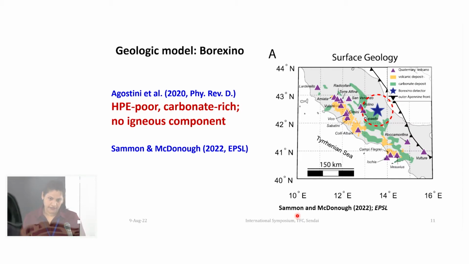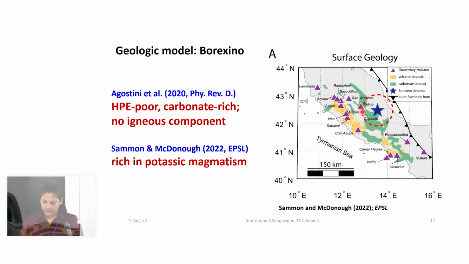And this is what is being revised by Sammon and McDonough, and there they have shown a high contribution of potassium magmatism, which we can also see in the plot on the right. Here the big star is Borexino, where Borexino is built, and not just within 500 kilometers, actually within 50 kilometers itself, there are volcanic activities. So it is really important to have a better crustal model for the nearby lithosphere.